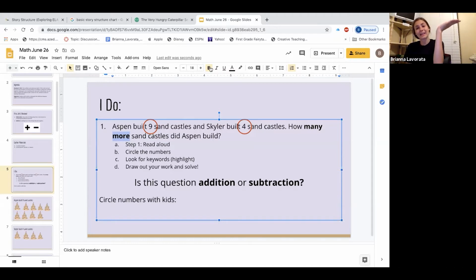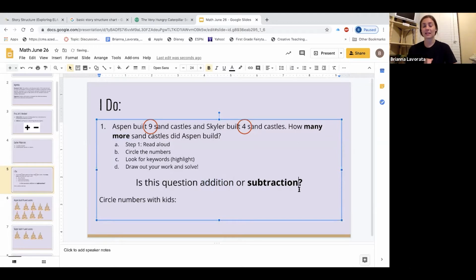Aspen had 9, Skylar has 4. How many more sandcastles did Aspen build than Skylar? So that's telling me that this problem is going to be subtraction, okay? So I'm going to unbold this word here. And this is telling me that my question is asking me a subtraction problem, okay? So now we want to draw out our work.